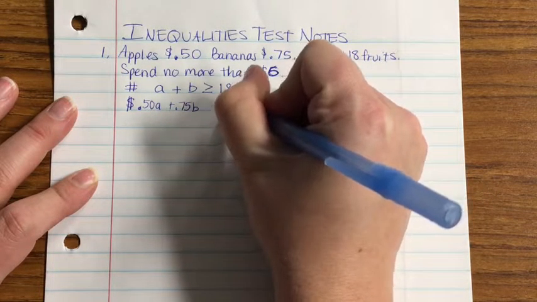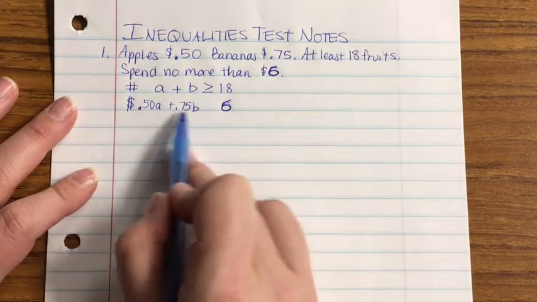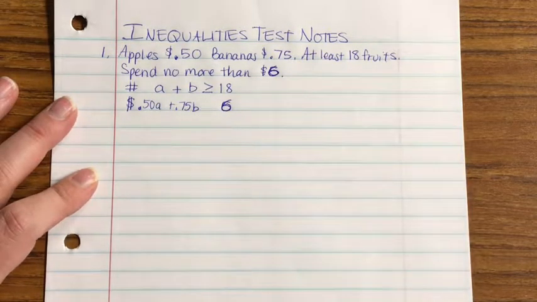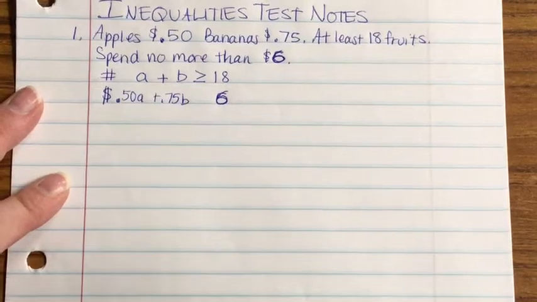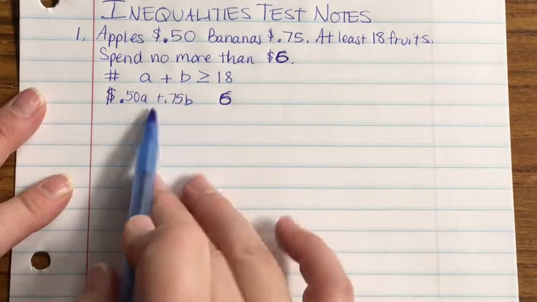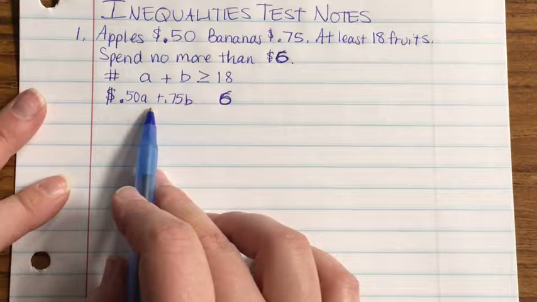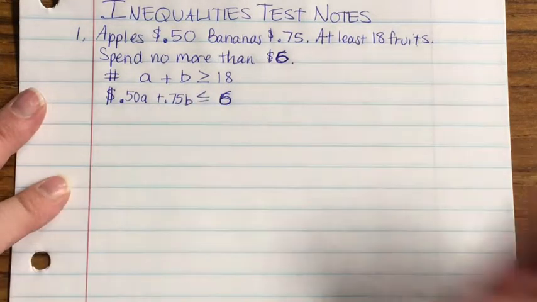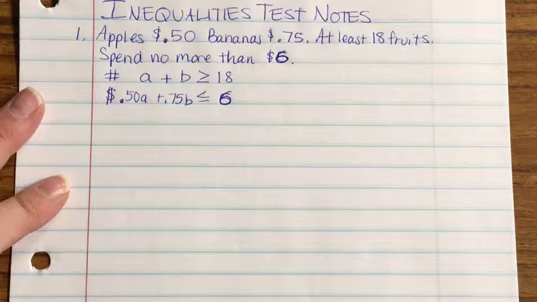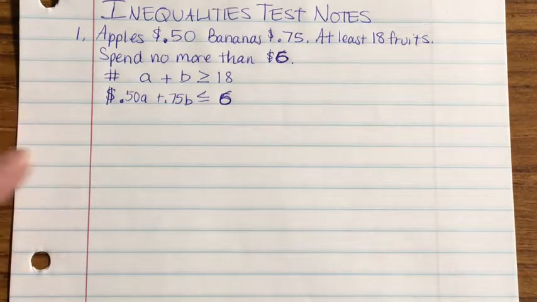Okay, but how would that compare? How would the money that we spend for the apples and bananas compare to the amount of money that you have? Does that need to be what you spend? Should it be less than, greater than, less than or equal to, or greater than or equal to? Less than or equal to. And that's all you have to do for number one. Come up with two inequalities just like that.